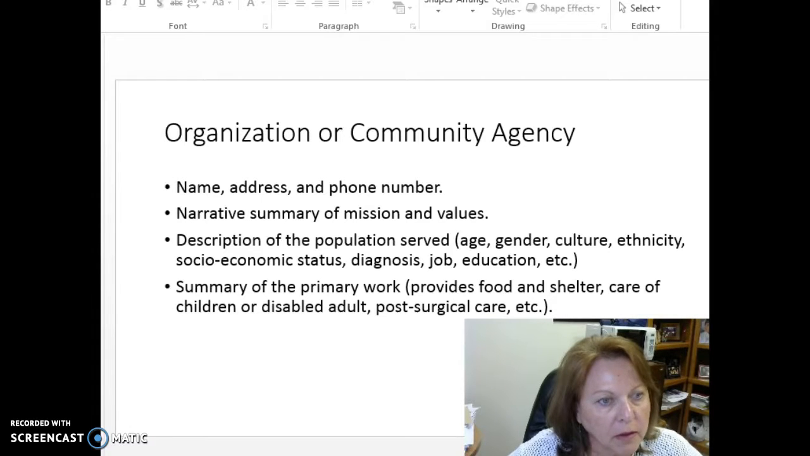Again, this is background information about the organization or community agency, and it helps provide a little bit of a framework for your health project and the population that you'll be focusing on. And hopefully the project that you've picked is a good fit for the agency in which you are going to carry it out.